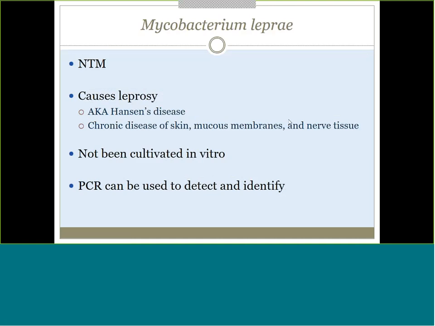Typically, we're not going to grow this. You're going to look for PCR, so polymerase chain reaction, looking for DNA, that kind of stuff to help identify. Now that I mentioned that, I should say all of these have been mostly slow growers. I know there are rapid growers, but the rest have been slow growers.